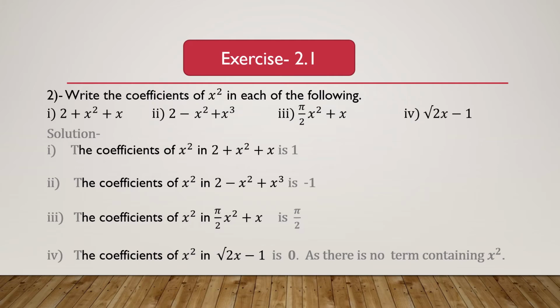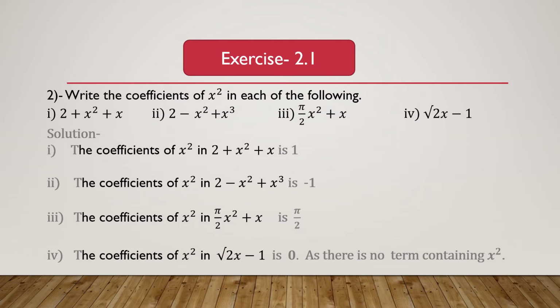And the third one is 5 by 2 x square plus x. Here the coefficient of x square is multiplied with 5 by 2. So here the coefficient of x square in this polynomial 5 by 2 x square plus x is 5 by 2.